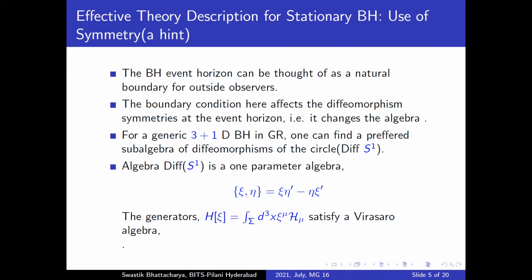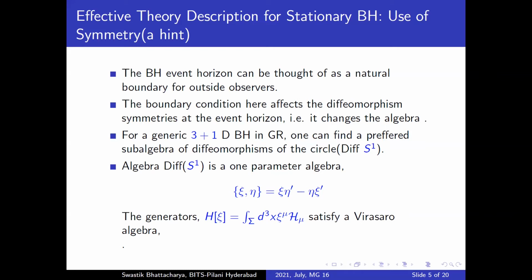So it turns out there is, and the reasoning goes briefly as follows, that the black hole event horizon can be thought of as a natural boundary for outside observers who never fall into the black hole. So you can set up the boundary condition, and if you do that, then it affects the diffeomorphism symmetries at the event horizon. And at the horizon, the algebra is changed.